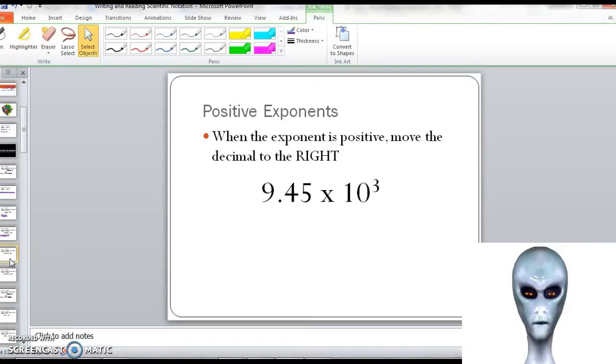Let's use one more example. 9.45 times 10 to the 3rd power. 9, 4, 5. I have to move my decimal point 3 spaces. 1, 2, 3. So this becomes 9,450.